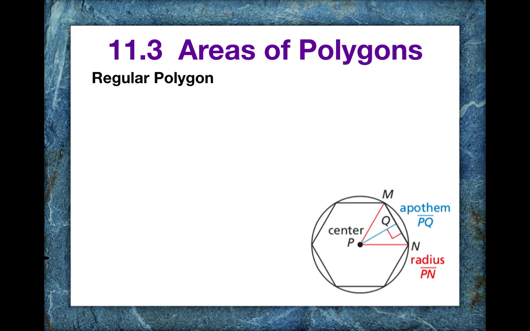This is Mr. Greenstein's Geometry, and we're in Chapter 11, Section 3. We're talking about areas of polygons. We just finished talking about kites and rhombuses. Now let's talk about the regular polygon.